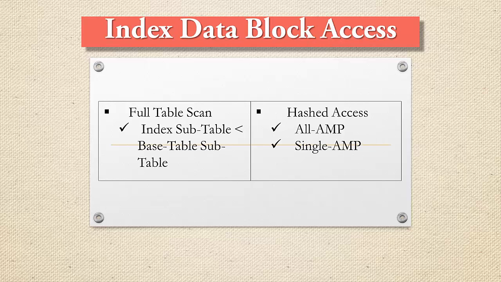The next key question we can address is how the index data block access takes place. One kind of access pattern is a full table scan. Will an index be used if its usage required a full table scan over the index subtable with a sequential search algorithm on the data block level? Or will it only be used when a hashed access takes place, be it in the form of a single or an all AMP activity?